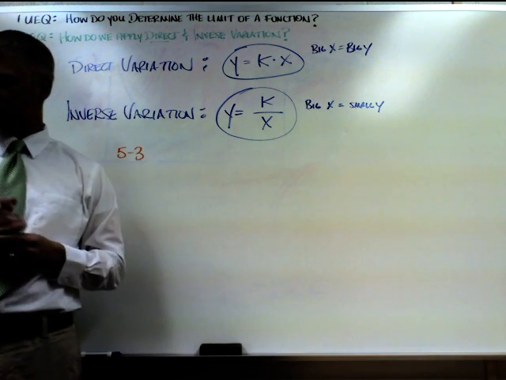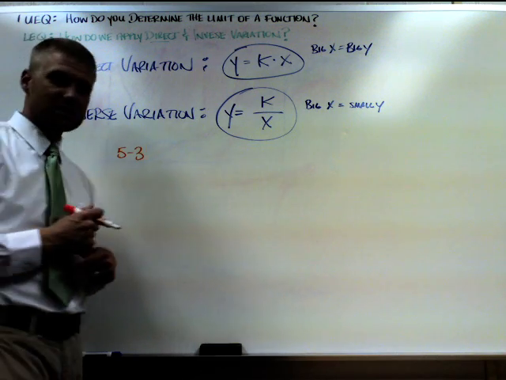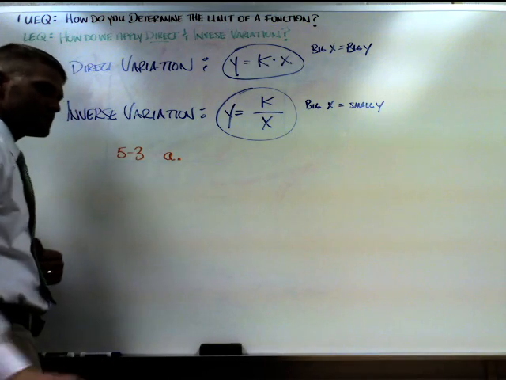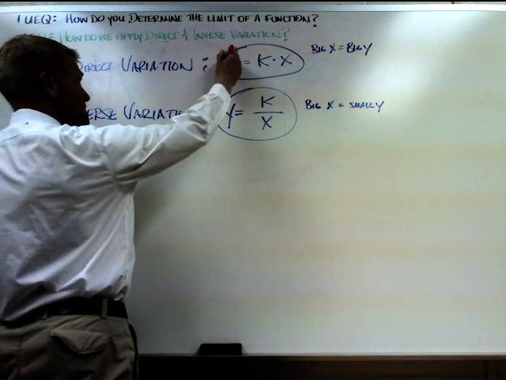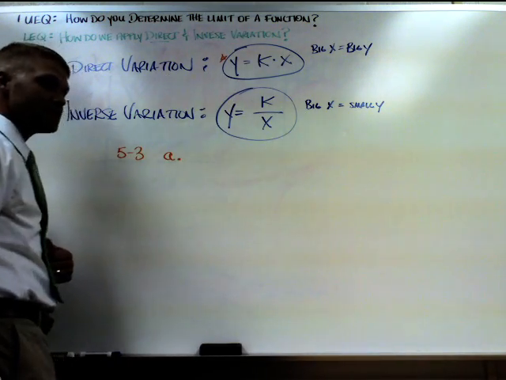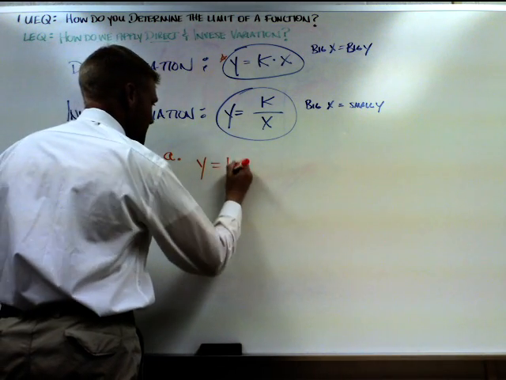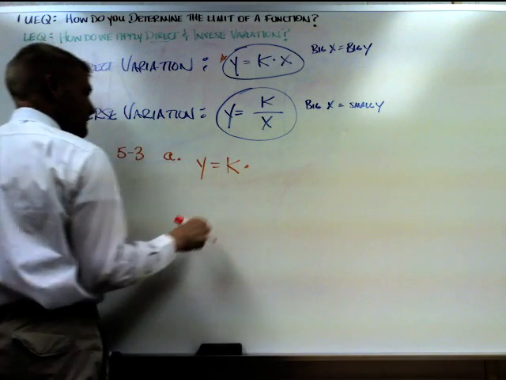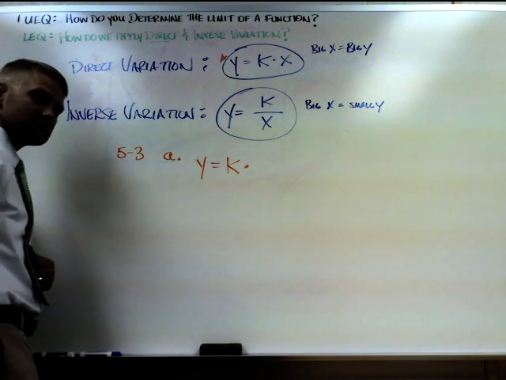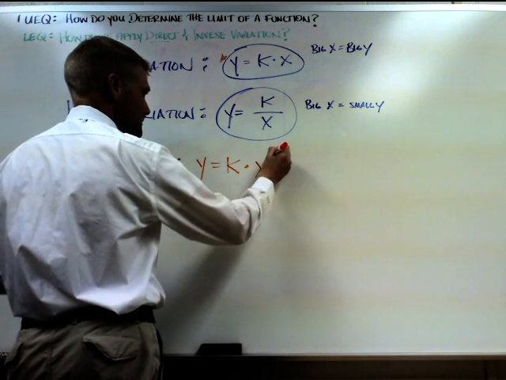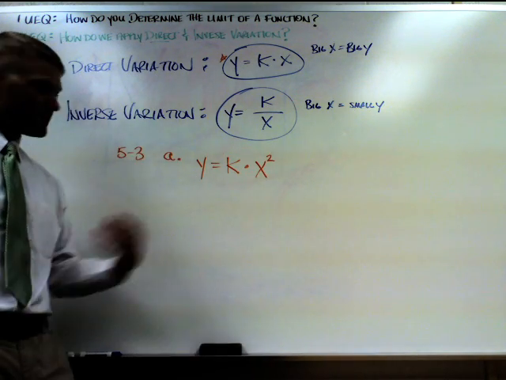Part A says express this relationship using k as your constant of variation. So for part A, which equation am I choosing? I'm choosing k times x because it's direct. It says y varies directly. So y equals k times, direct, with the square of x. That is x squared. There is your general equation.